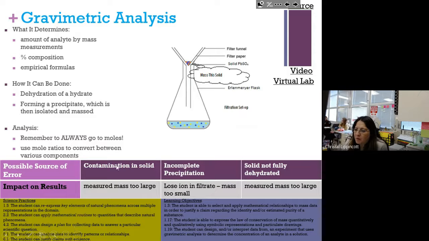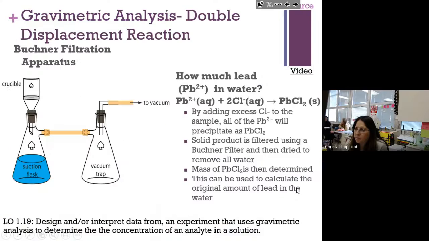All right. So if we had contamination in the solid, you're going to end up with a mass that's too large. If you did not allow that precipitation reaction to continue long enough, then you're going to lose some of those ions as a filtrate and your mass is going to be too small. If you don't evaporate off all of the water in there, then your mass is going to be too big.